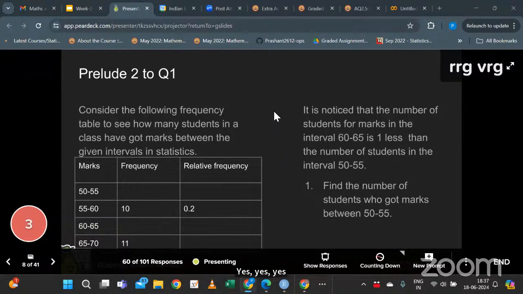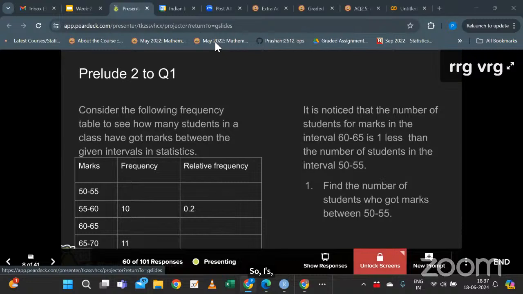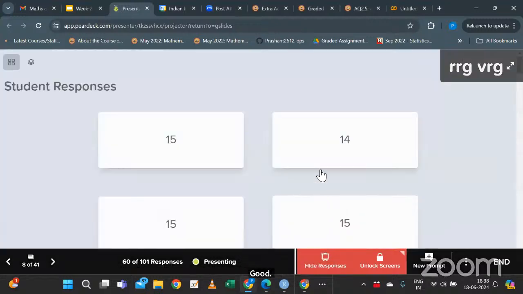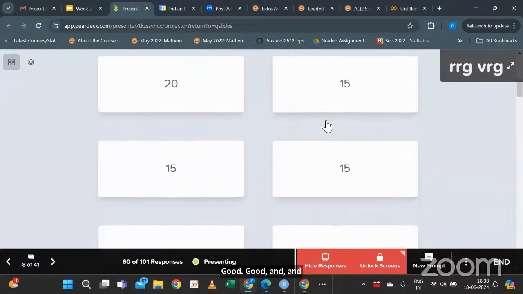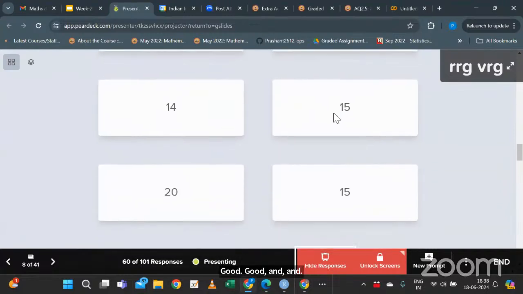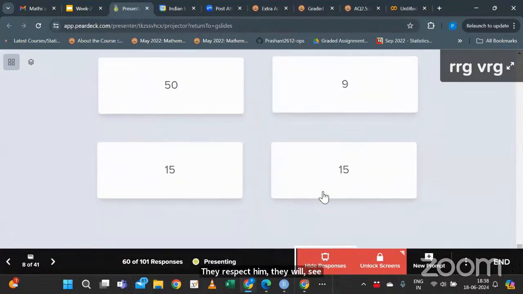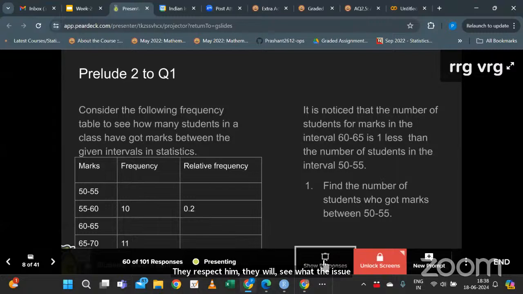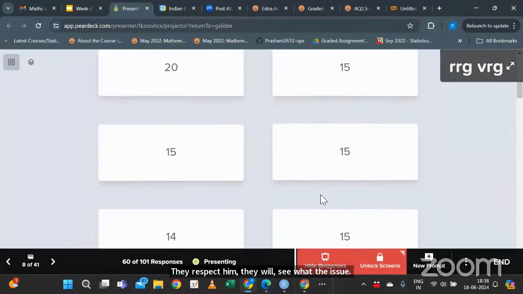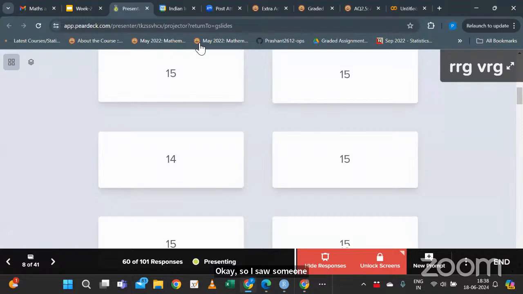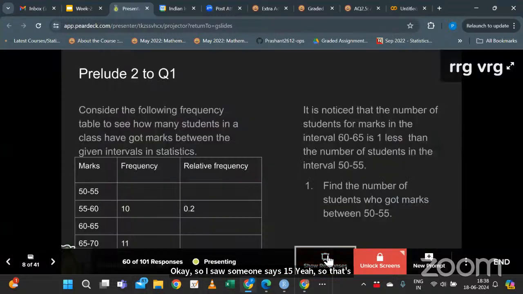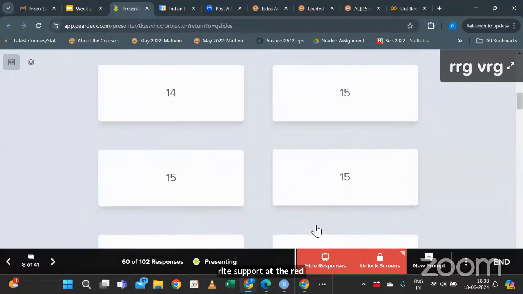Sir, I have submitted my week one assignment before time, but yesterday it was showing absent in both statistics and maths. Okay, just write this to the support team. They will rectify it. They will see what the issue is. Whom should I contact? Just write to support at yesterday.iitm.ac.in.